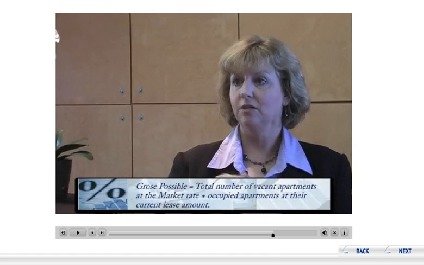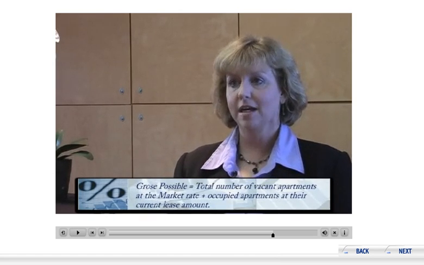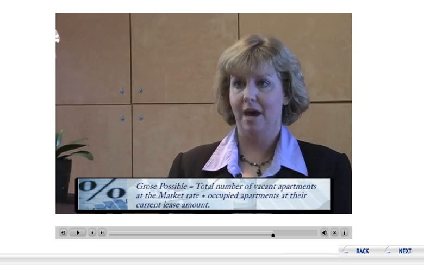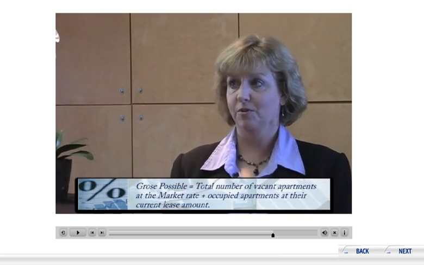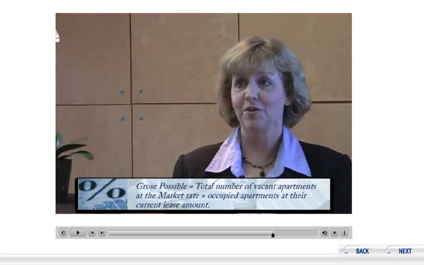Next is gross possible. Unless you're in a 100% occupied, brand new lease-up situation, chances are your actual rental rate, or rental income, doesn't match that gross potential. So the gross possible is the total number of vacants at the street rate or market rate plus the occupied units at their current lease amounts. Because more than likely there's a difference between the two, especially if they've lived with you longer than just a few months. Hopefully you've bumped up those rental rates for the street and market rates, so it's not going to match your current lease schedule.